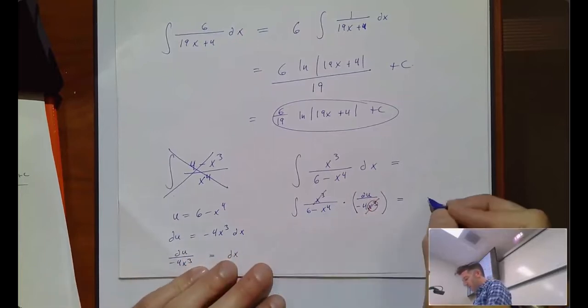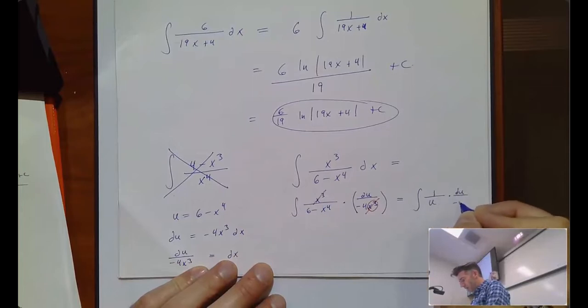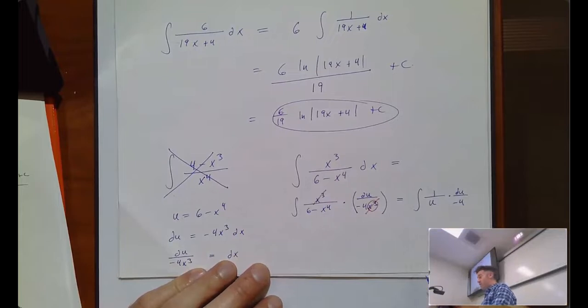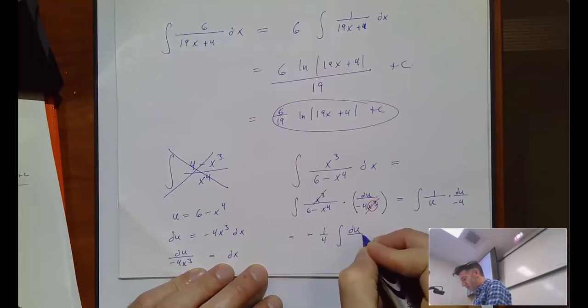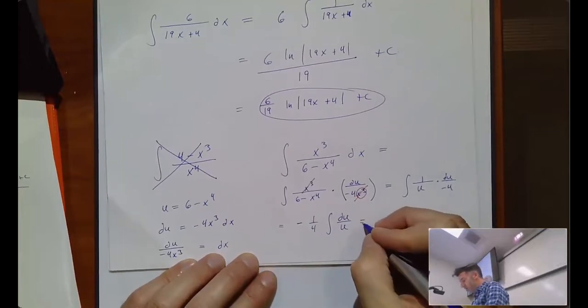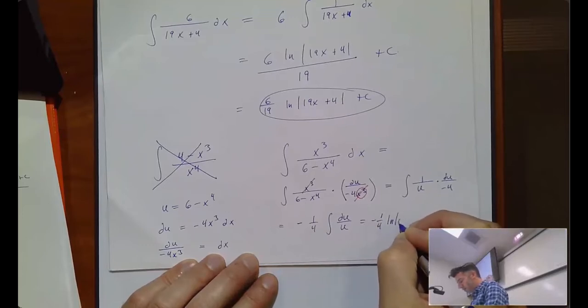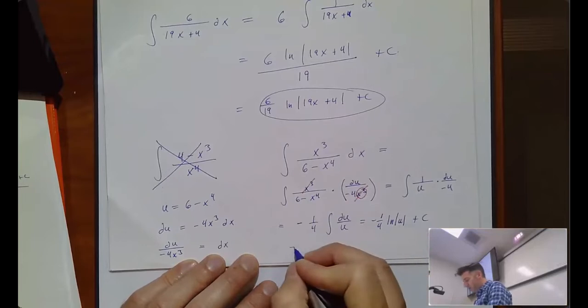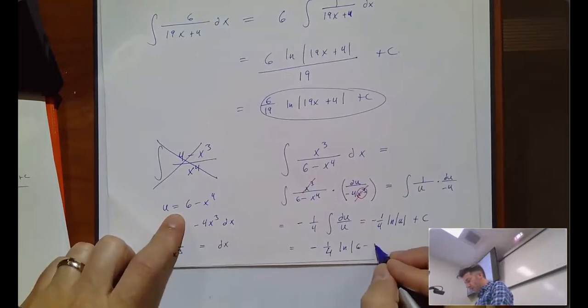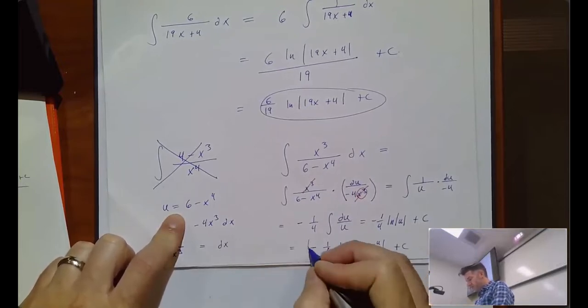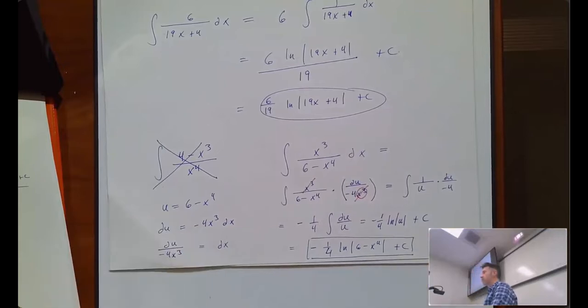So what I really have here is the integral of 1 over u times du over negative 4. I would pull out the 1 over negative 4 and write it as negative 1/4 times the integral of du over u. And that's going to be negative 1/4 natural log of the absolute value of u plus c, which is negative 1/4 natural log of the absolute value of, let's see, our u is 6 minus x to the 4th, plus c. Cool. So u subs, they're in there.